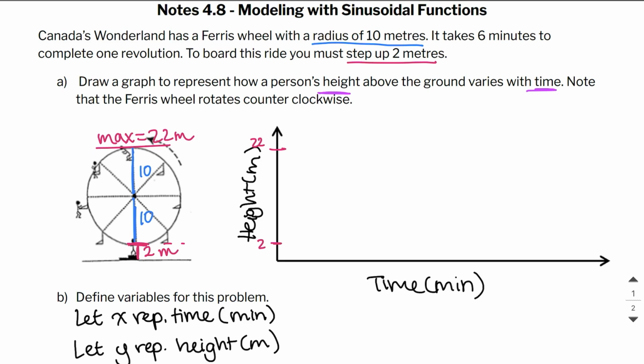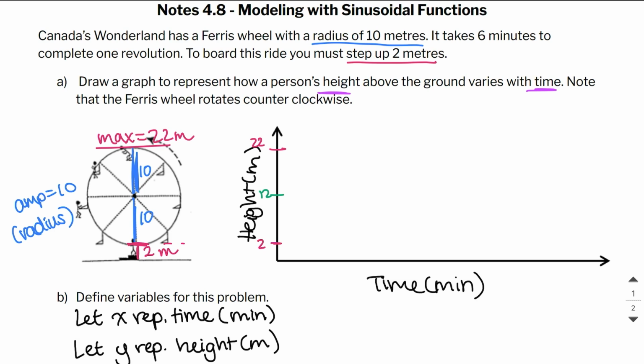We also know that our axis is going to occur at 2 plus 10, which is 12, or 22 minus 10, which is also 12, which means that we will have an amplitude of 10. And we know our amplitude is 10 because the amplitude represents our radius right here. That's really important that we note that down.